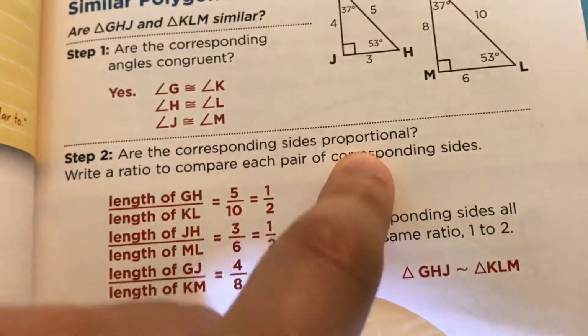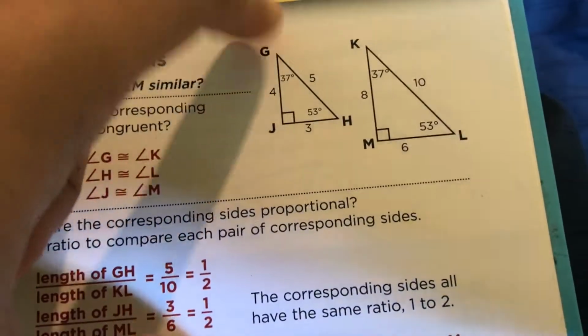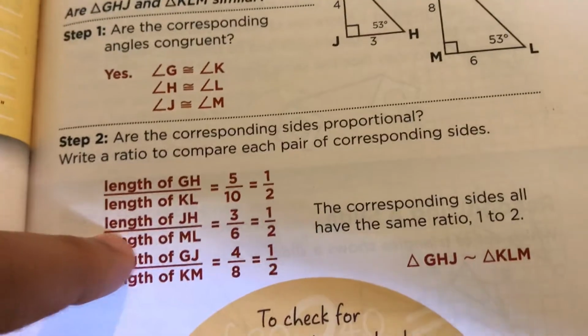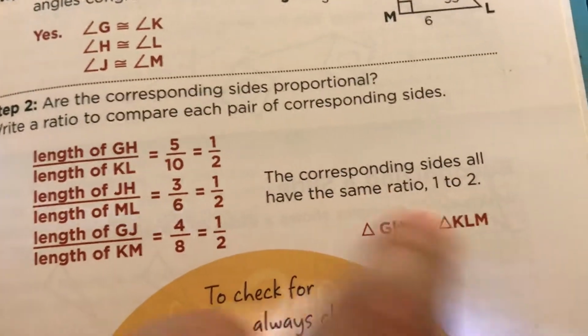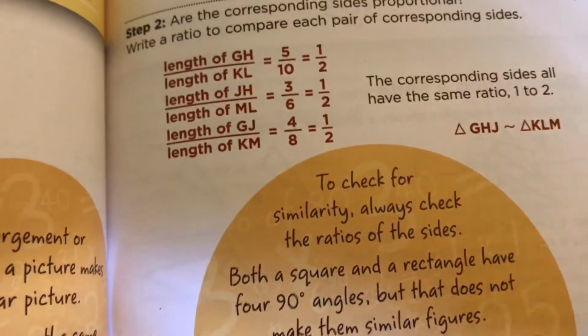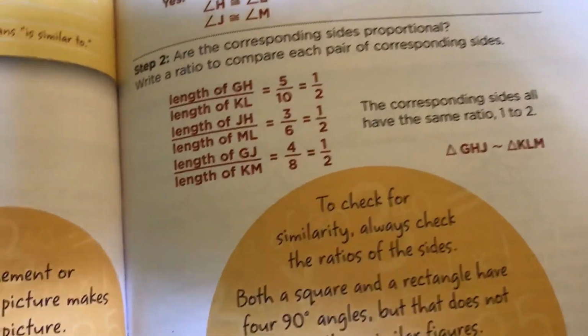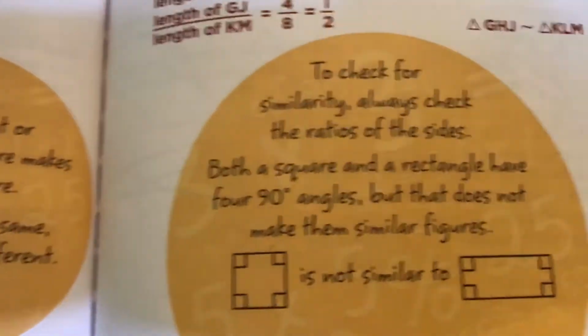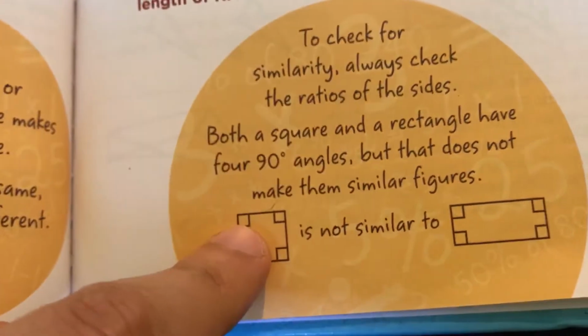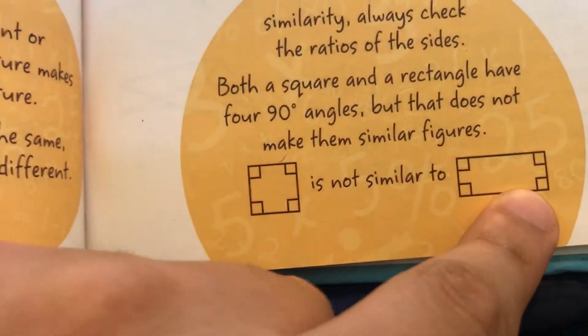Are the corresponding sides proportional? Write a ratio to compare each pair of corresponding sides. The length of JH is 5, and the length of KL is 10, so that's 1/2. The corresponding sides all have the same ratio, 1 to 2. So yes, they are proportional. To check for similarity, they are similar. Okay? All right. To check for similarity, always check the ratios of the sides. Both a square and a rectangle have four 90-degree angles, but that does not make them similar figures. Okay.